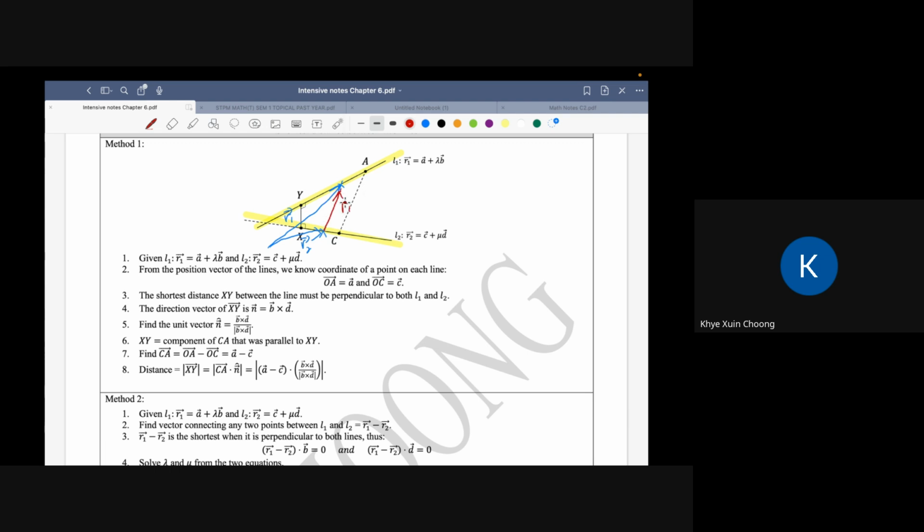Okay, this is R1 minus R2. R1 minus R2 means R2 becomes the opposite. You come from here, walk to here, then plus R1. Okay, this is R1 minus R2.